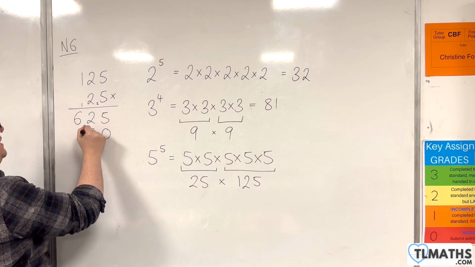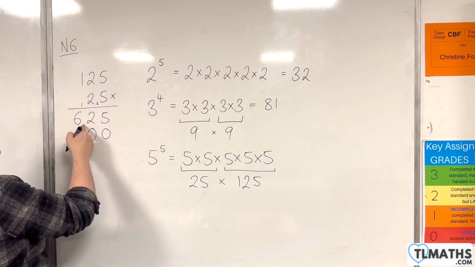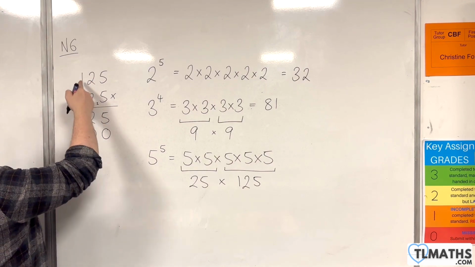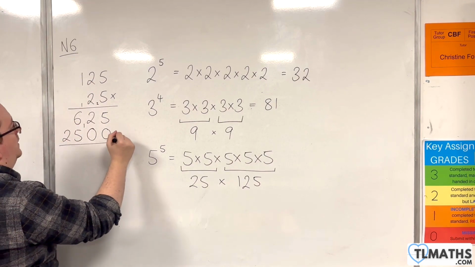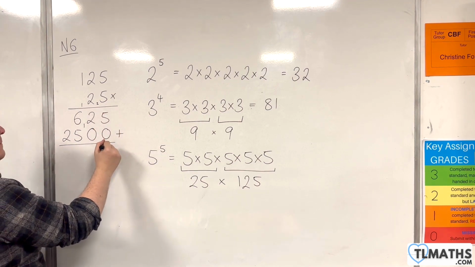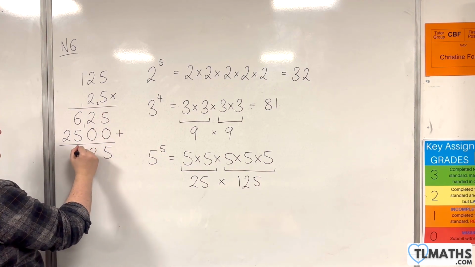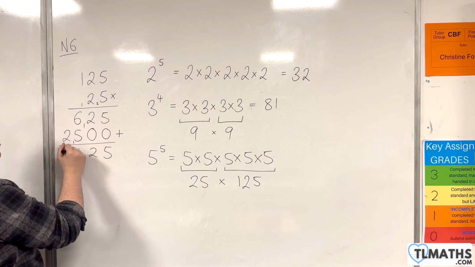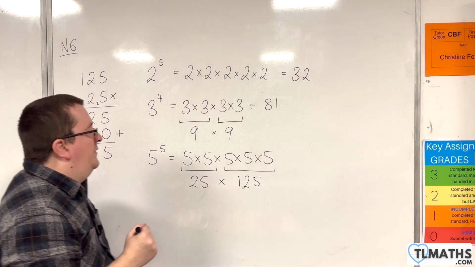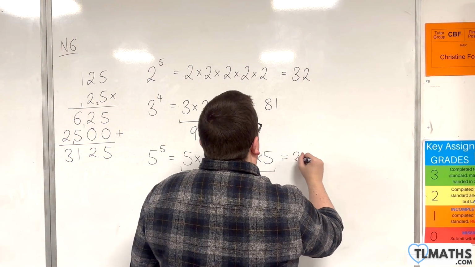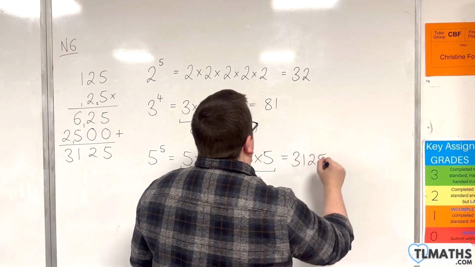2 times 5 is 10. 2 times 2 is 4, plus the 1 is 5. 2 times 1 is 2. And then add your two results together. So 5, 2, 11. 2 and 1 is 3. So this is 3,125.